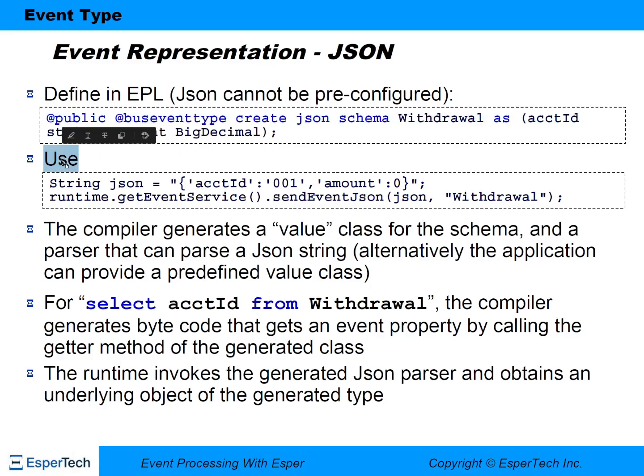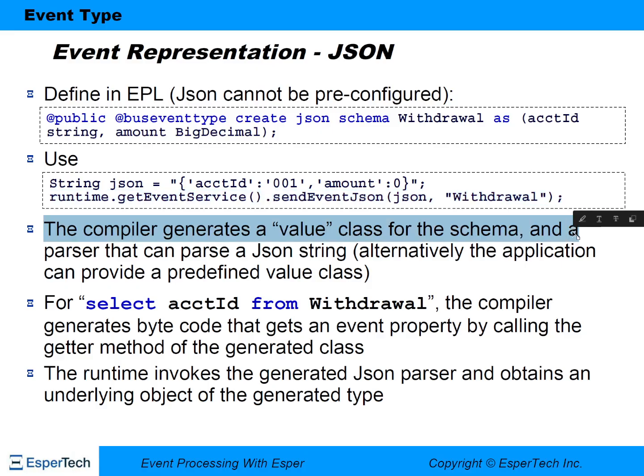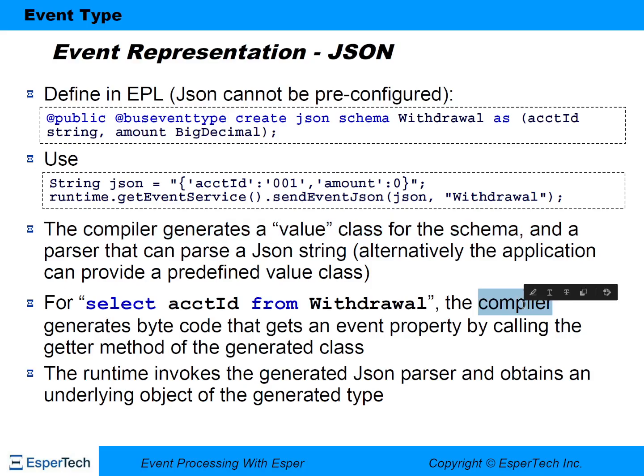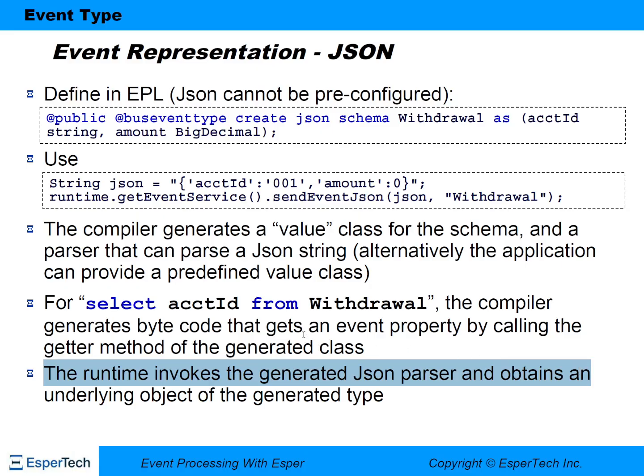The code that processes JSON events is shown here. Runtime.getEventService.sendEventJson(withdrawal, "withdrawal"). The compiler generates a value class for the schema, and a parser that can parse a JSON string. Alternatively, the application can provide a predefined value class. For select account ID from withdrawal, the compiler generates bytecode that gets an event property by calling the getter method of the generated value class. Upon receiving a JSON string, the runtime invokes the generated JSON parser and obtains an underlying object of the generated value class.